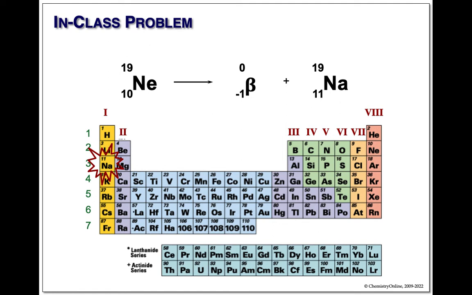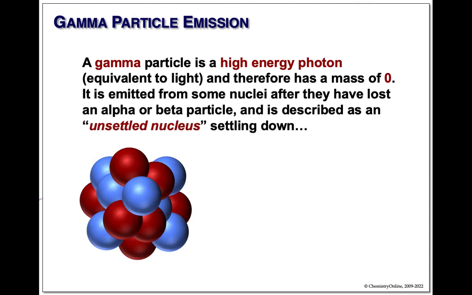Well, a gamma particle. With a gamma particle, you start off with a nucleus. You're going to wind up with the same nucleus. It's just going to emit this particle. Now, it has virtually no mass, the particle. Again, it's just like a very energetic light ray.